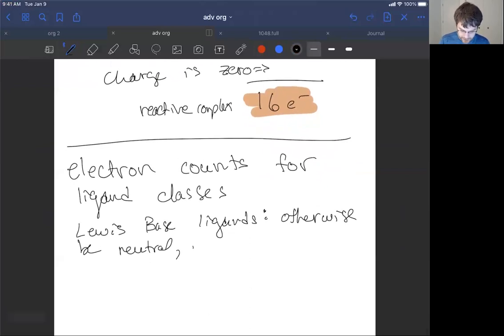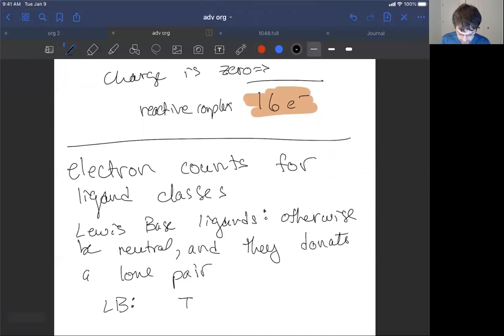These are otherwise neutral, and they donate a lone pair. And so if we have some sort of Lewis base and it sees some transition metal, it doesn't care what the oxidation state is of the metal. Turns out the oxidation state in the last 2 examples was 0. Don't worry, we'll get there. So we have a Lewis base taking its lone pair and just depositing it on the transition metal in a Lewis acid Lewis base dative interaction. So these Lewis base ligands are 2 electron donors.